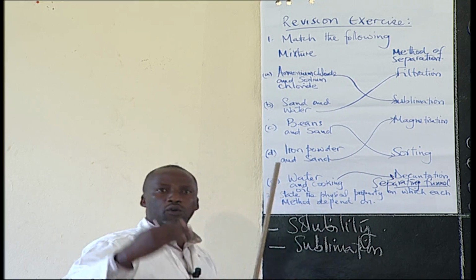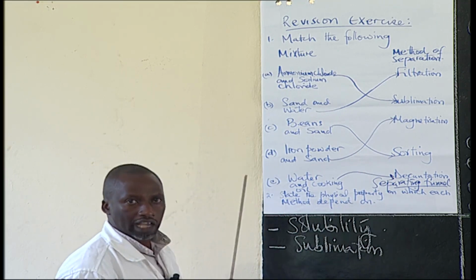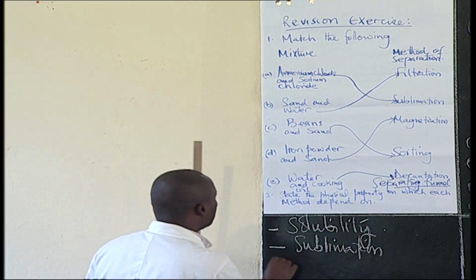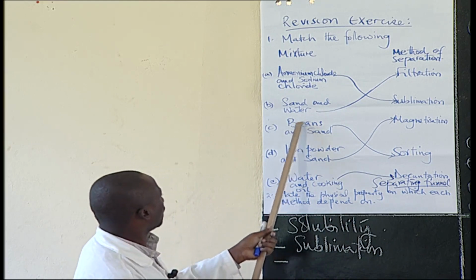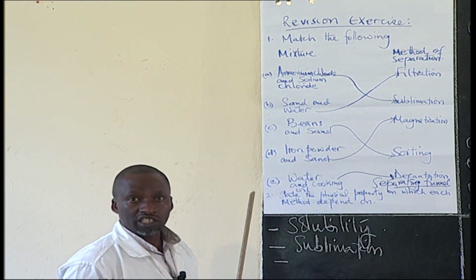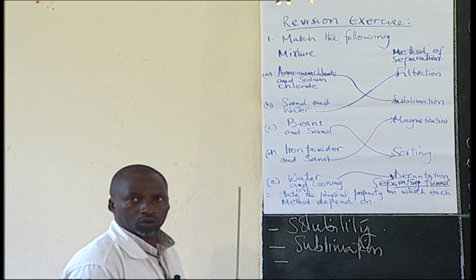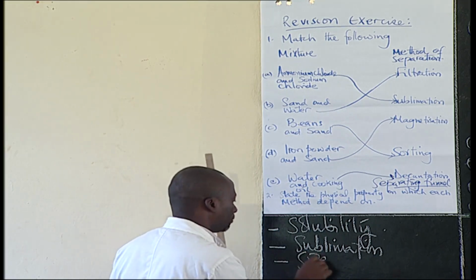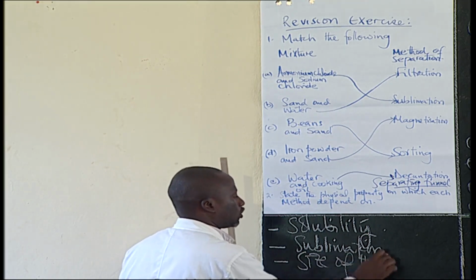the change from solid to gas. For beans and sand, the physical property we are using is the size of the particles. So we are using the size of the particles here.